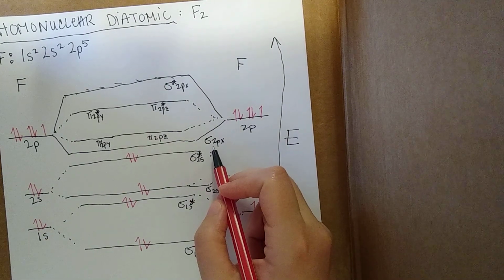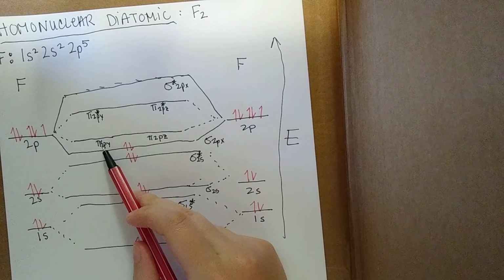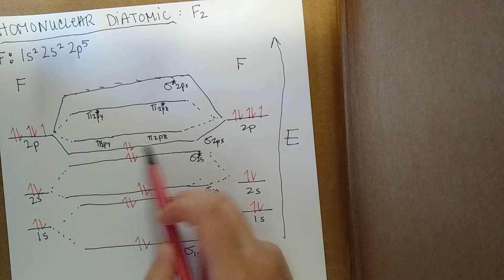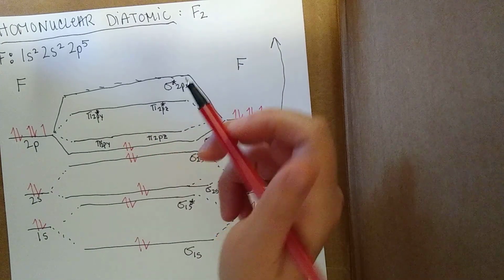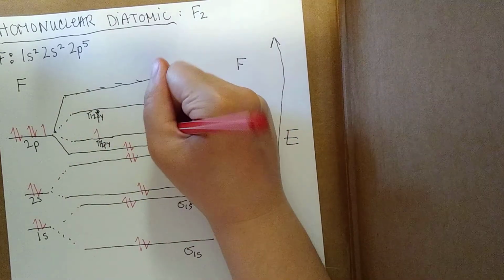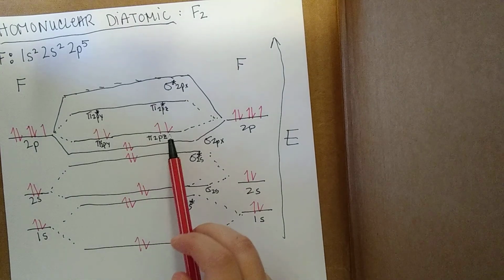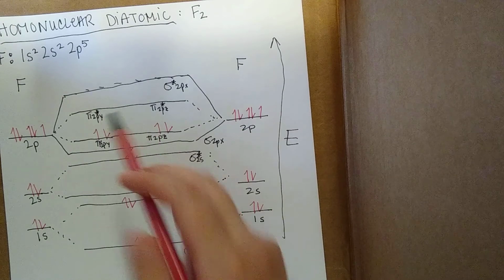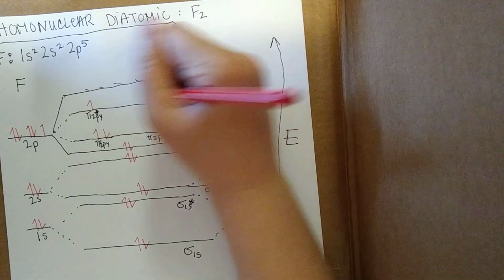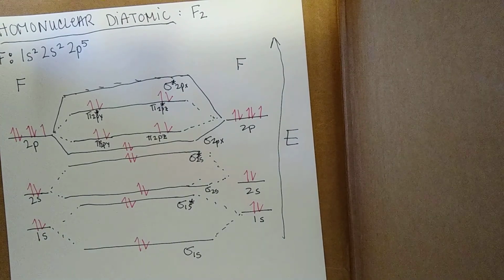Our sigma 2px is going to be able to hold 2 of them. Our pi 2py and pi 2pz are each going to take 2, but I'm going to fill them in this way. So 1, 2, 3, 4. So that takes care of 6. We have 4 remaining, which are going to fill into the next level. So 1, 2, 3, 4. And this rounds out our MO diagram for F2.